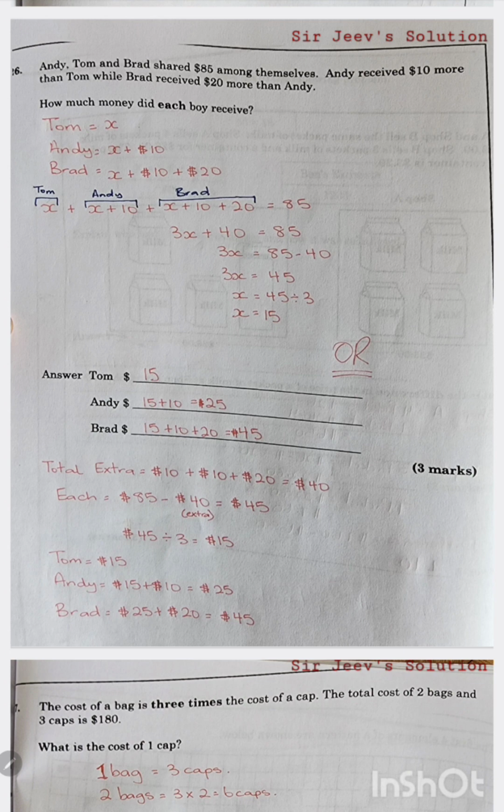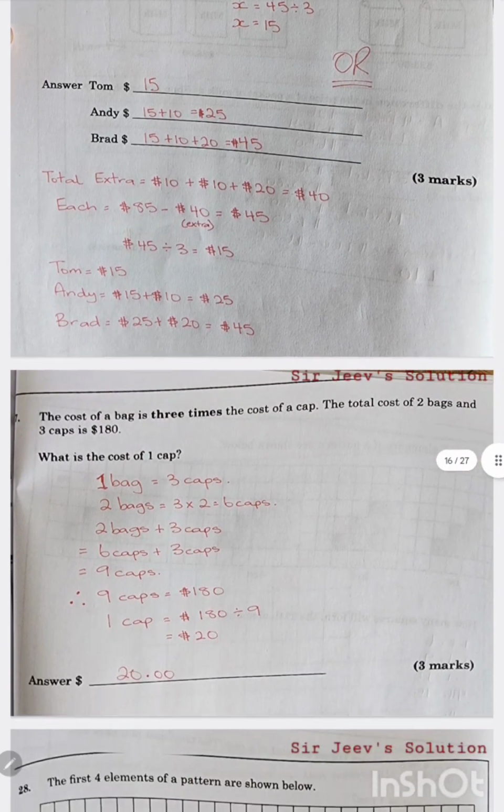$15. From there we add on the extra amount of money each one of them received respectively. So Tom was $15 only, Andy was $15 plus the $10 to give $25. Brad was the $25 plus the $20, and that is $45. So those are two different methods you could have used to solve number 26.